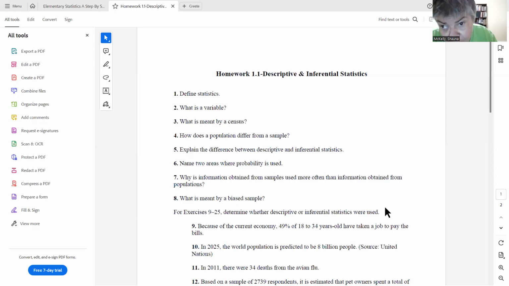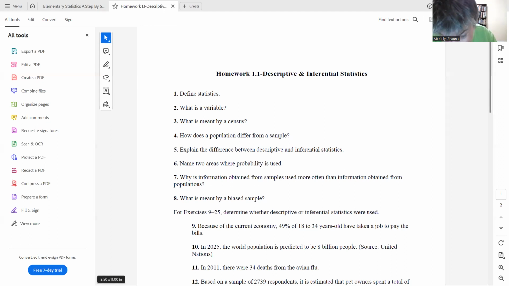This is 1.1. The first few questions are directly from the slides, and there is enough information to answer most of these. However, there are a few that were not there. So the first question defines statistics. Okay. What is a variable? Question 2, and question 3, what is meant by a census?